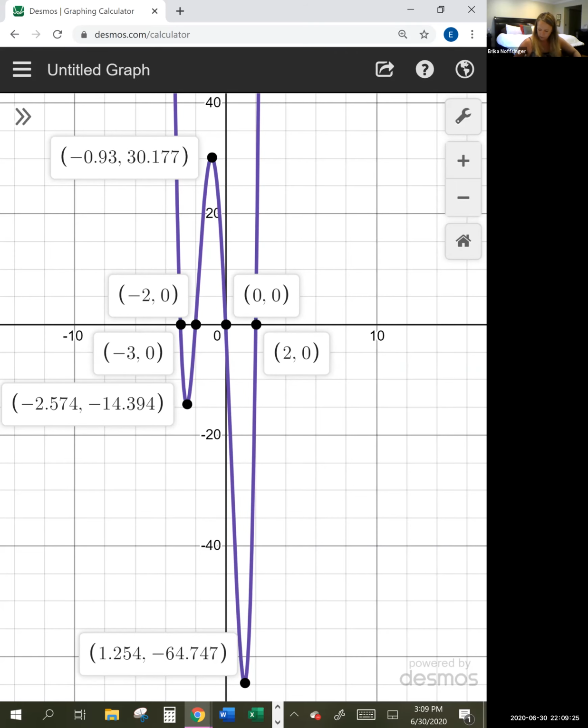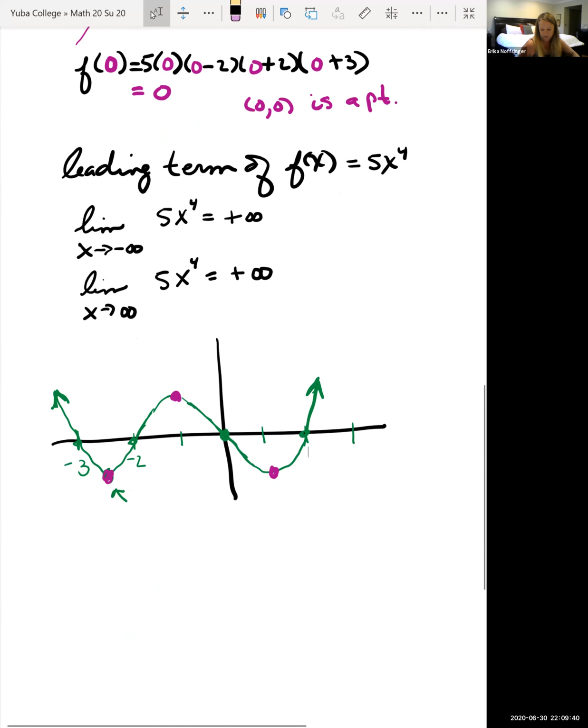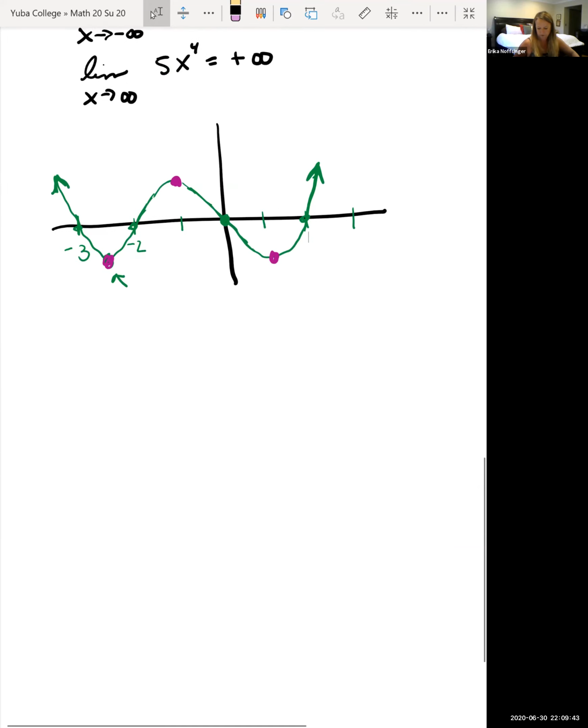Okay, so let's look at an example where it wasn't given to us in factored form. And then we'll get into the next sections, graphing rational equations. So I might want to change this just because of what we looked at. So kind of steeper down here, right?